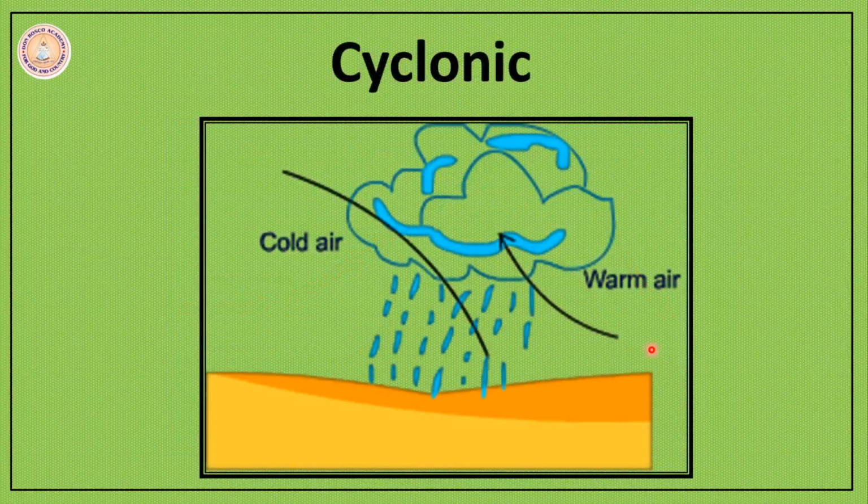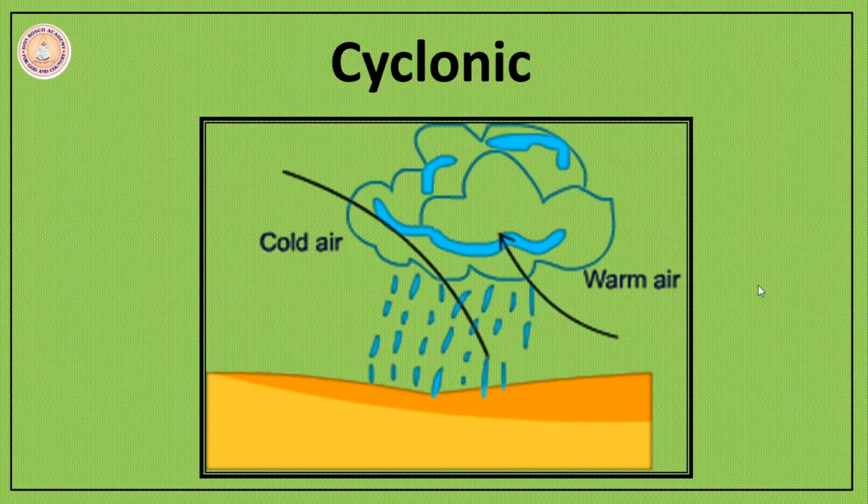The third type of rainfall is cyclonic. Now here, the rainfall occurs because two different types of air masses come in contact with one another. Now, due to this warm air mass coming in close contact with the cool air mass or the cold air mass, what happens? The warm air, being lighter, will rise against the cold air mass. So, when the warm air rises, this cold air leads to the condensation of the warm air when it meets the cold air. And so rainfall occurs in this part of the region. That is why it is known as a cyclonic type of rainfall.